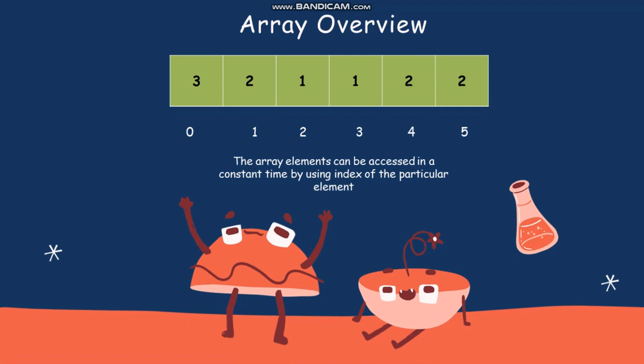Talking about the array overview, the array elements can be accessed in a constant time by using the index of a particular element. Why is constant time required for accessing the array elements? To access an array element, the address of an element is computed as an offset from the base address of the array, and one multiplication is needed to compute what is supposed to be added to the base address to get the memory address of the element.